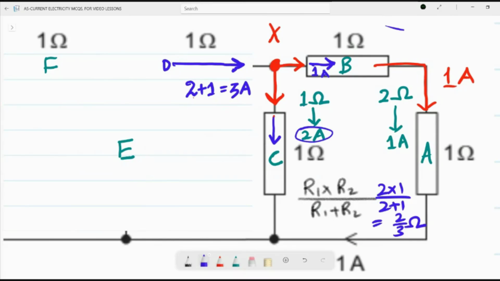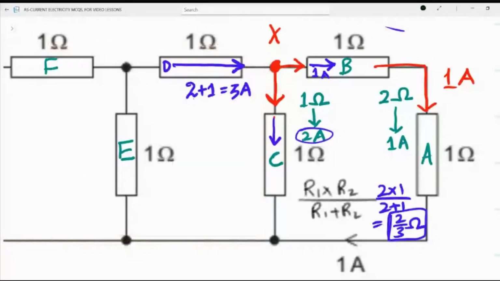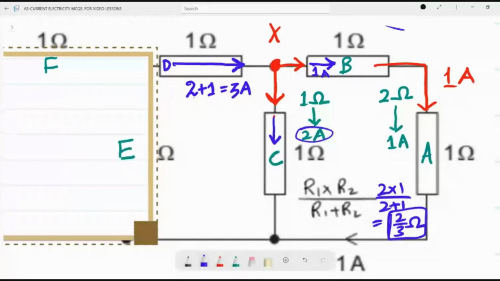So it means this open area, the area which is visible to you, has a resistance of 2 by 3 ohm. Now if I say that this resistor is also in series with these two, so this resistor is 1 ohm.